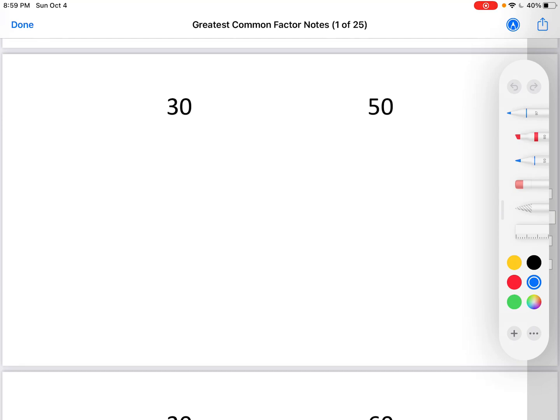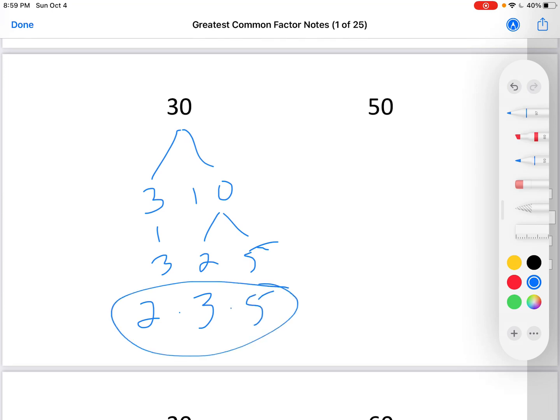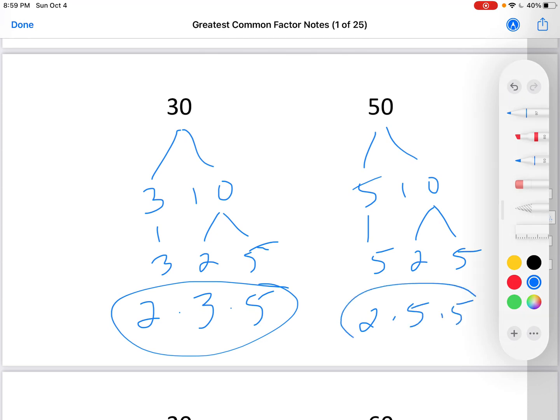Alright, so 30 is 3 times 10. 3 is prime, 10 is 2 times 5. 3, 2, and 5 are all prime, so that makes 2 times 3 times 5. 50 is 5 times 10, 5 is prime, 10 is 2 times 5, so 2 times 5 times 5.